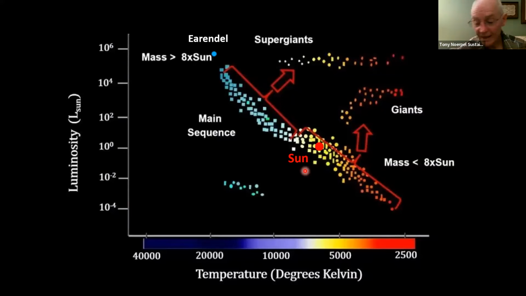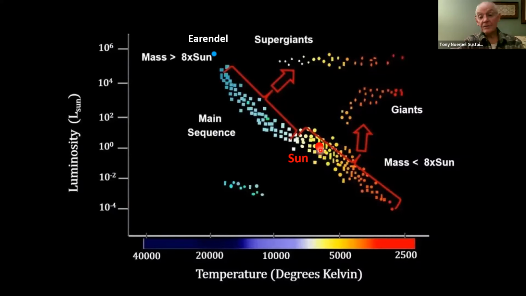Here is the main sequence of stars. And our sun is not a particularly unique star. It's right in the middle of the main sequence in terms of temperature and luminosity. So there's nothing special about it. And there are plenty of stars that are equivalent to our sun, which is actually called a G star. And it might not be the most ideal star for hosting life.